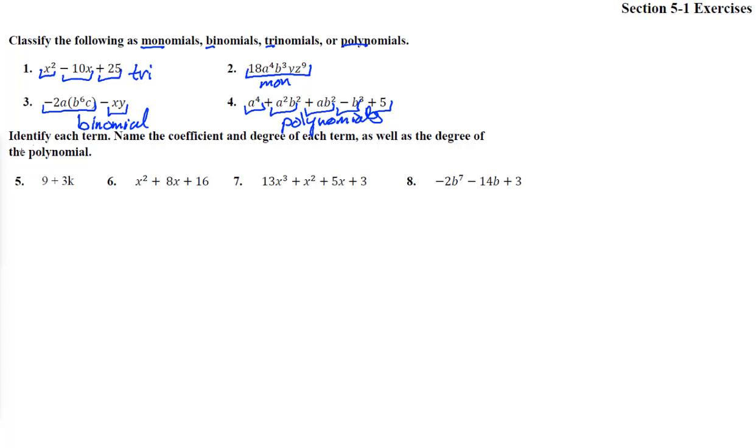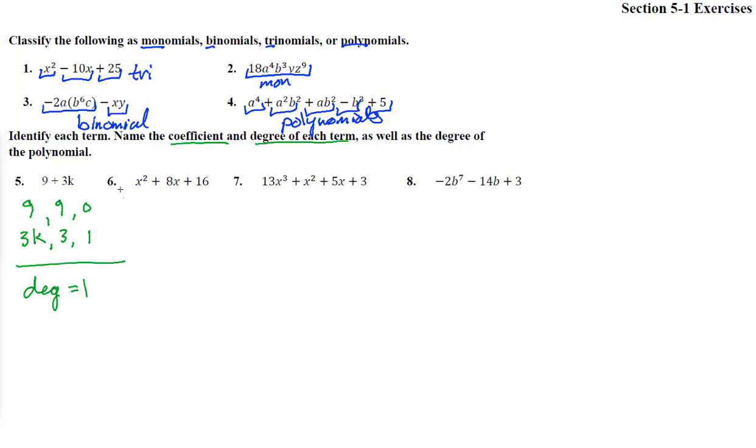Good. All right, number 5, identify each term. Name the coefficient, the degree of each term, and then the degree of the whole polynomial. So here we have a term 9, and here we have a term 3k. The coefficient here is 9. There's no variable on there. The coefficient here is 3, and then the degree is 0, and the degree on this term is 1. We're looking at the exponent on the variable. And now, to take the degree of the whole polynomial, the degree is the largest one of these. So the degree equals a 1.